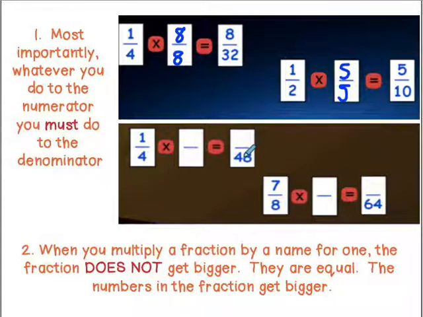Here, we're multiplying to get to 48 from 4. We'll multiply that by 12, so we will get 12 over 48. And then for this, to get from 8 to 64, we have to multiply that by 8. So we multiply the top by 8, and we get 56 over 64.